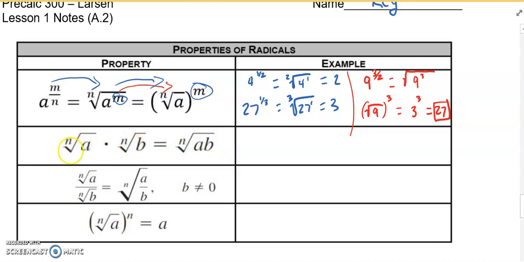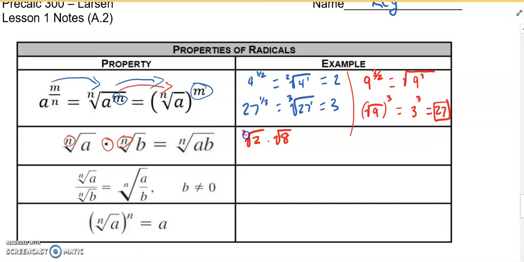Next one, if you have 2 roots that are the same, so you notice this index number, this root here, as long as those are the same and we have multiplication, you can combine what's under the root and multiply them and put them under the same root. So a lot of times we see this with a square root. So for example, the square root of 2 times the square root of 8.